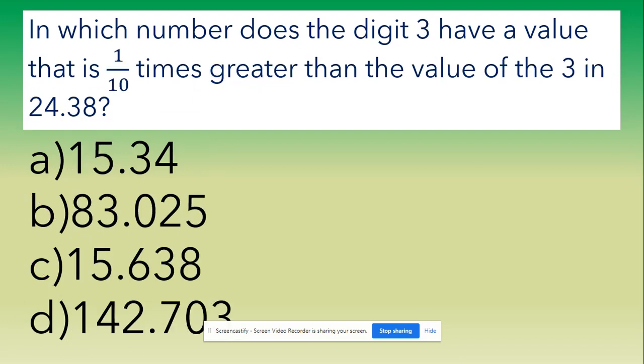Last problem. In which number does the digit 3 have a value that is 1/10 greater than the value of the 3 in 24 and 38/10? So I see that we're comparing the 3. I see the 3 is in the tenths place. 1/10 of the tenths place is the hundredths place. So I know that I'm looking for a number that has a 3 in the hundredths place.